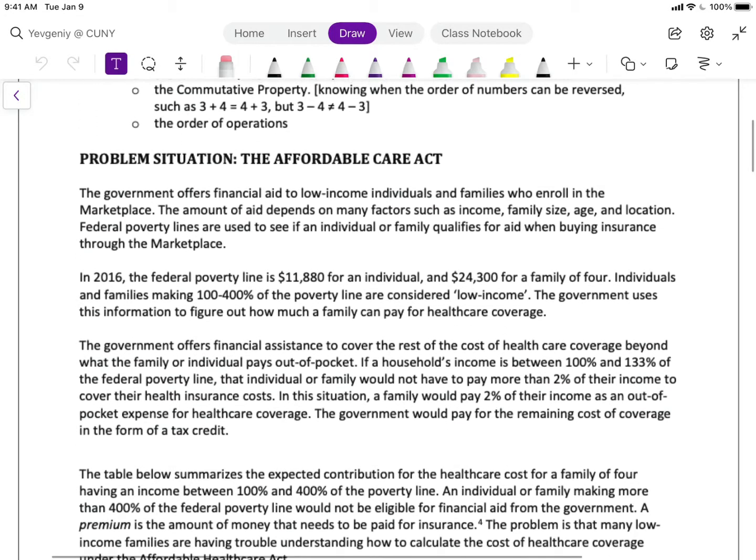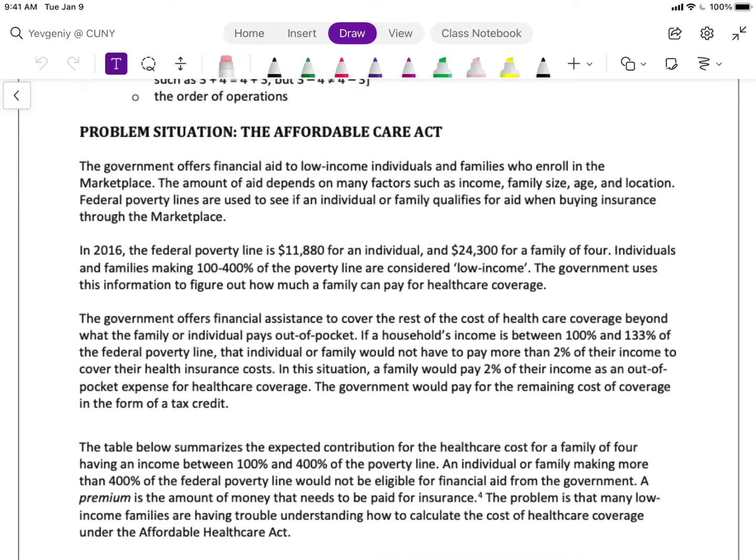All right, so let's read this passage right here. The government offers financial aid to low-income individuals and families who enroll in the marketplace. The amount of aid depends on many factors such as income, family size, and location. The federal poverty line is used to see if an individual or family qualifies for aid when buying insurance through the marketplace. In 2016, the federal poverty line is $11,880 for an individual and $24,300 for a family of four. Individuals and families making 100 to 400% of the poverty line are considered low income.